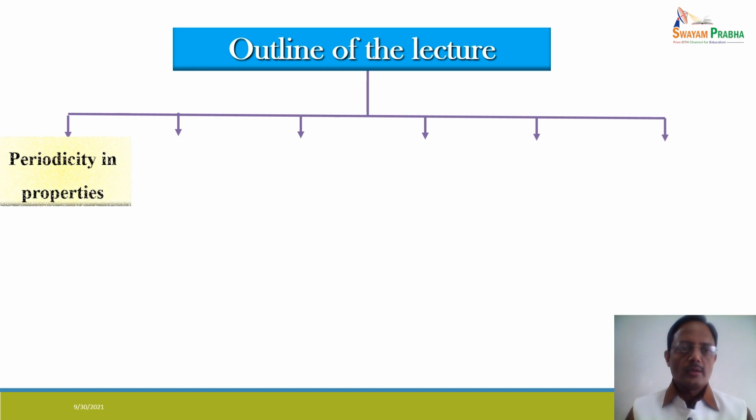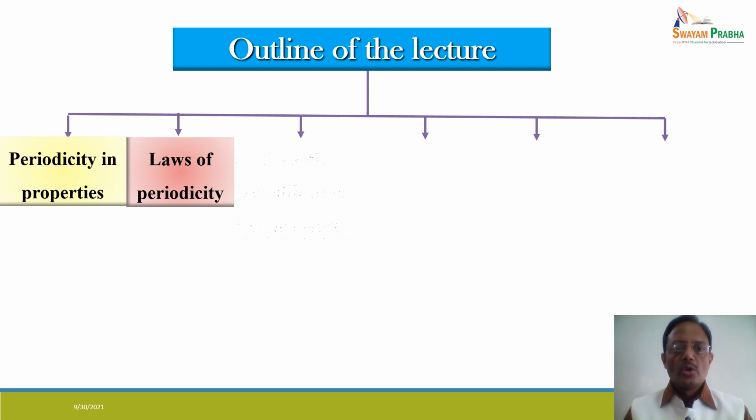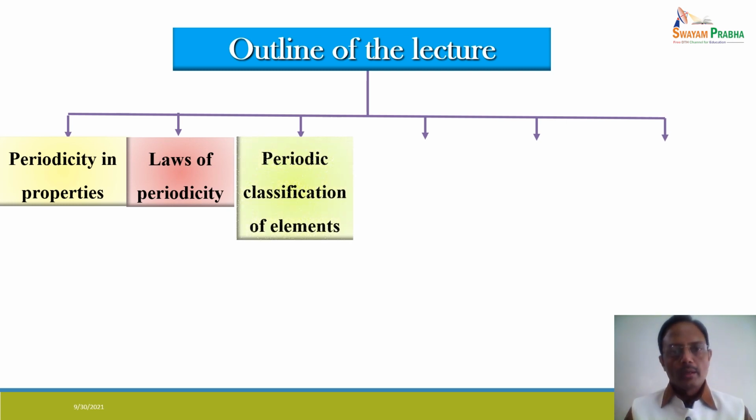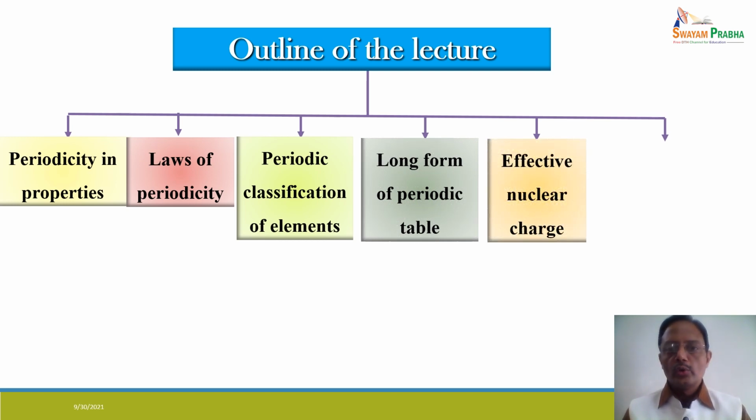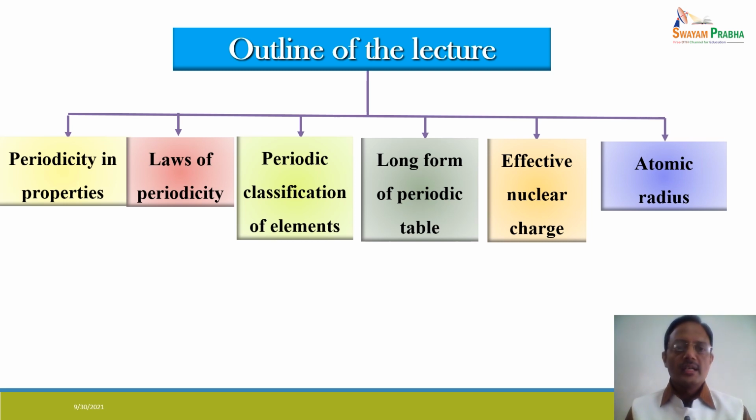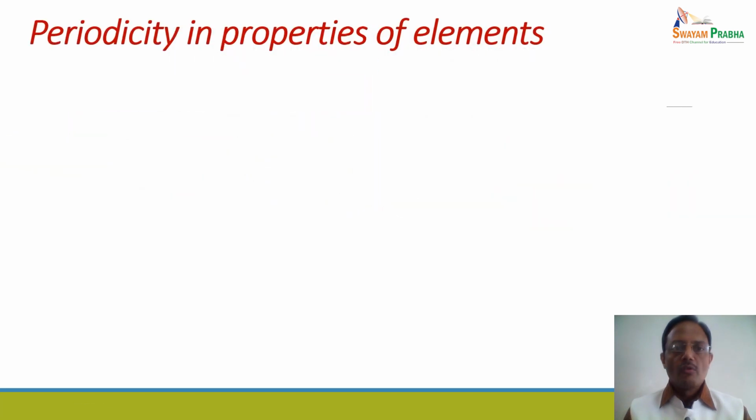The outline of this lecture is periodicity in properties, laws of periodicity, periodic classification of the elements, long form of periodic table, followed by 2 important periodic properties: effective nuclear charge and atomic radius. We will discuss them one by one in a systematic manner. So let us start. What is meant by periodicity in the properties of the elements?